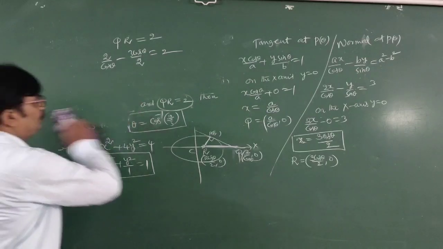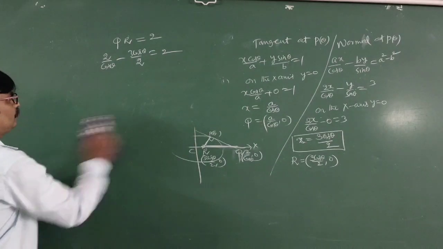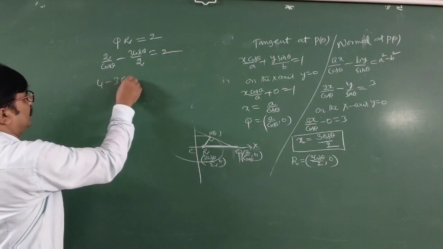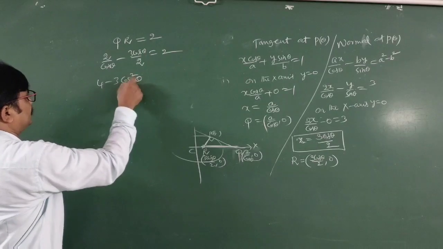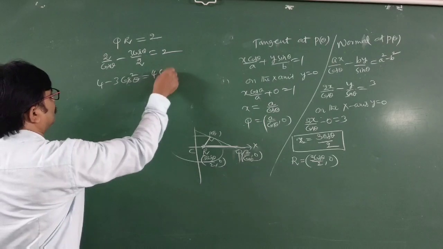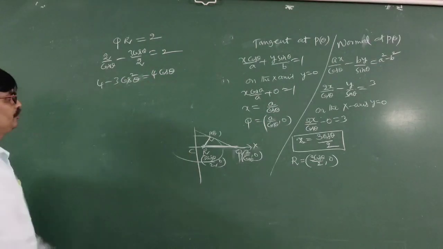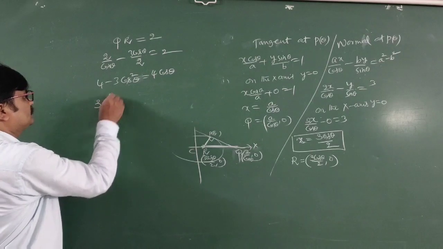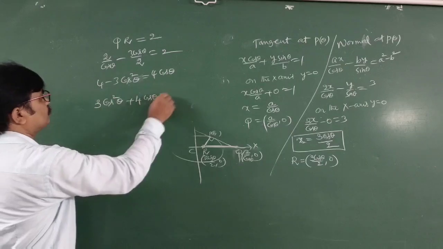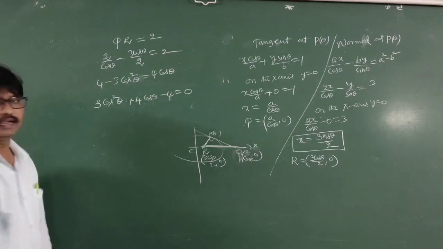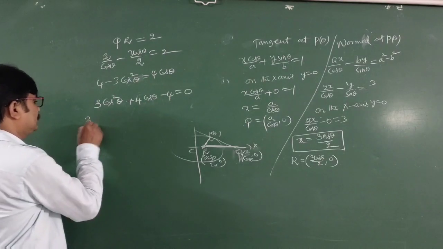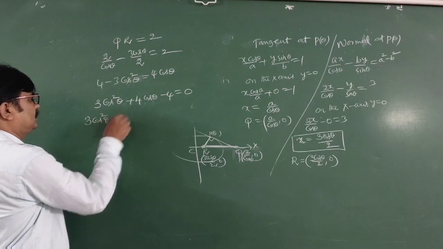Now students, we can find theta. The LCM is 2 cos theta, that is 4 minus 3 cos square theta equals 2 into 2, which is 4 cos theta. These are all sent to the other side: 3 cos square theta plus 4 cos theta plus 4, sending the other side, minus 4. Dear students, 3 4s are 12.